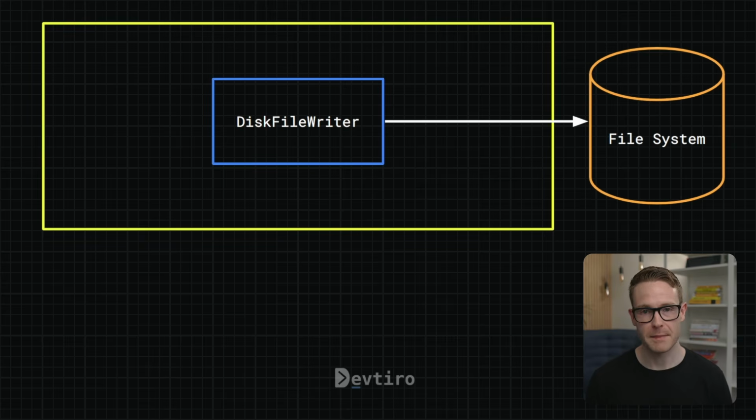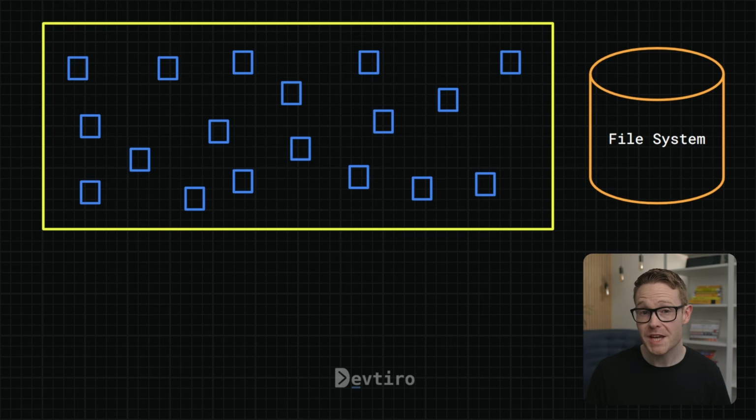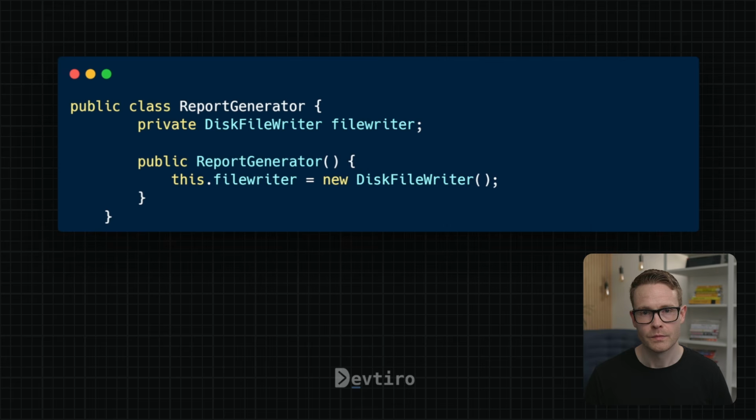Let's say we have a web application that saves files. At the moment, it saves files to the file system, and it does so by this class, DiskFileWriter. Now this application saves a lot of files, so we use the DiskFileWriter class in lots of different places. And you might be wondering, how do we do that? Well, every time we need a DiskFileWriter, in the constructor of that class, we simply use the new keyword to create a new instance of DiskFileWriter.